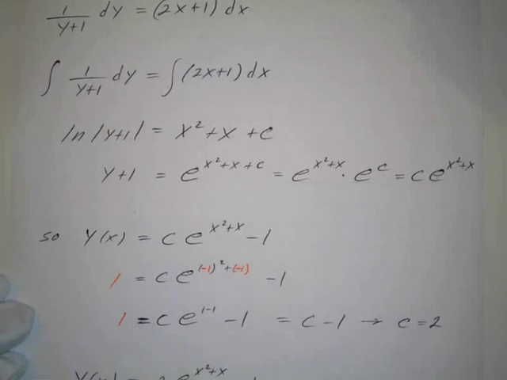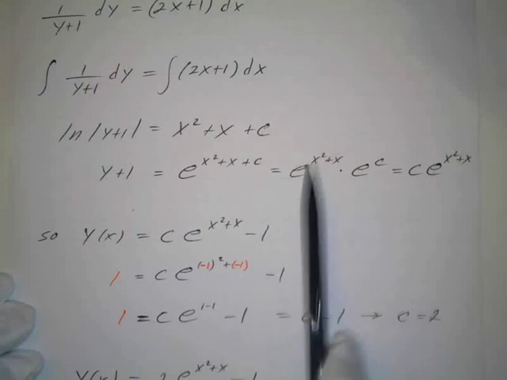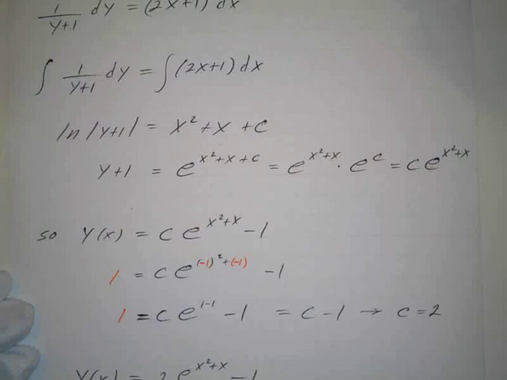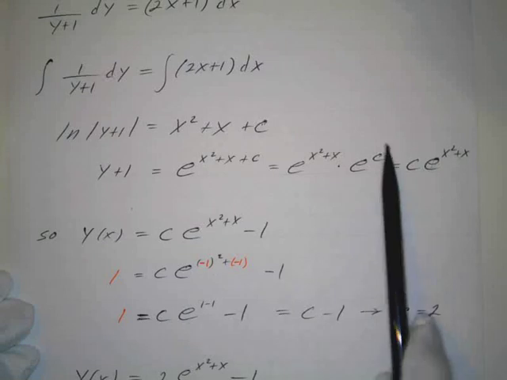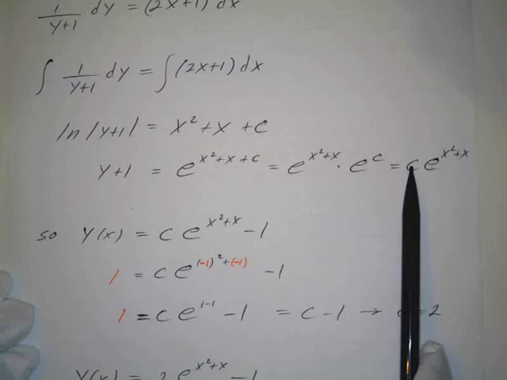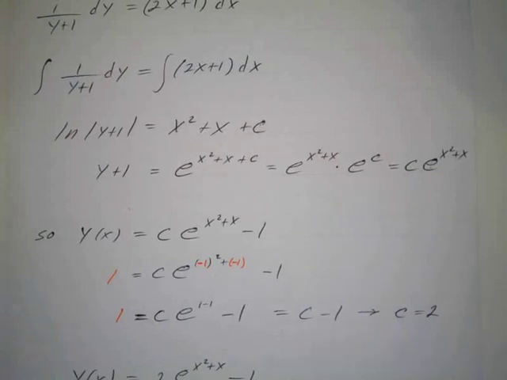And again, any exponential function is always positive, so I don't need the absolute value sign. And then I can break this up again: e to the x squared plus x times e to the c. That way we can get at that constant. And then e to the c I'll call just c, and I'll put it in front. So this is the same thing as c times e to the x squared plus x.